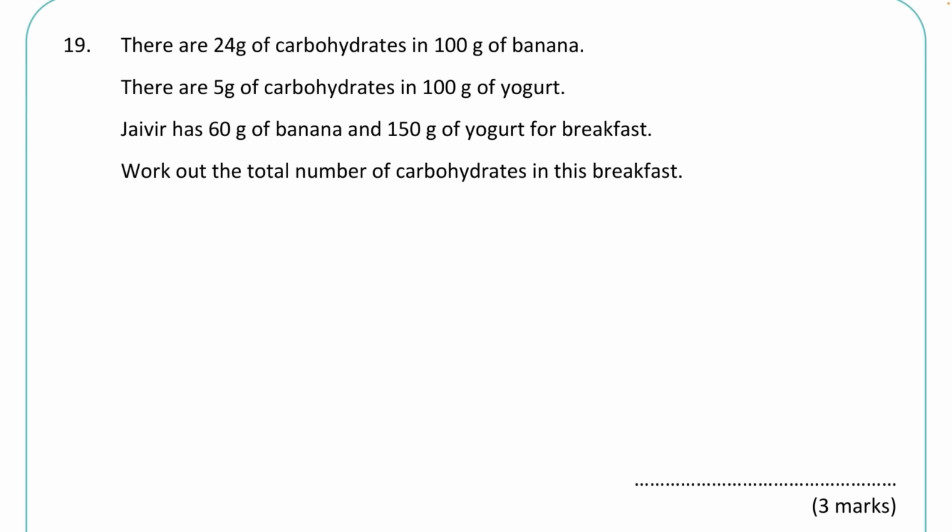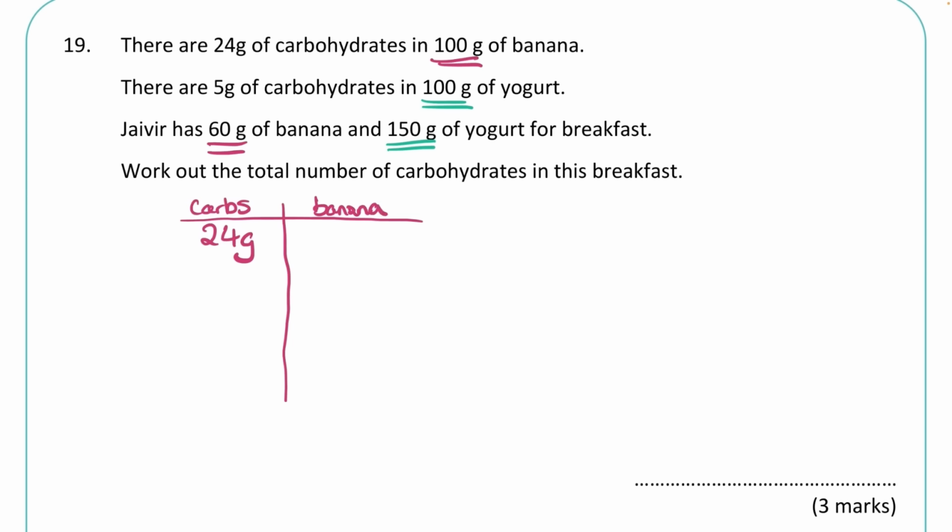So we just want to break this down to 1 gram. There might be easier ways, but we want to get from 100 grams of banana to 60 grams, and from 100 grams of yogurt to 150 grams. So if we write this down, we have 24 grams of carbs. In fact, let me put this into a table, because they're both grams and I'm going to get a little bit confused here. So I'm going to write this as carbs, and this as banana. There we go. Now we want to get from 100 grams of banana to 60 grams of banana.